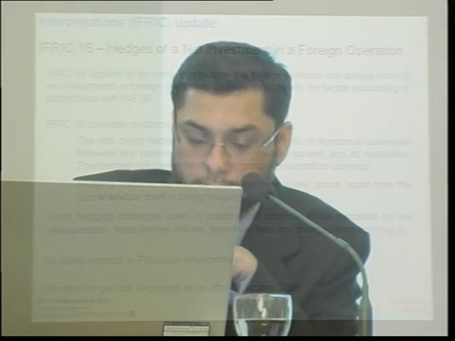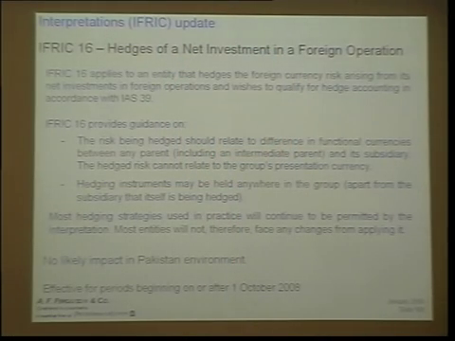IFRIC 16, hedges of a net investment in a foreign operation. This interpretation is also not very relevant in Pakistan. This provides guidance on the risk being hedged, which should relate to the difference in functional currencies between any parent and its subsidiary. The hedged risk cannot relate to the group's presentation currency. Like if, as a holding company in Pakistan, I want to hedge a currency risk of a subsidiary based in Sri Lanka or some other country, this provides guidance. I can do that as long as the hedging is possible. But what I cannot do is to hedge the presentation currency risk, like rupee risk, in my consolidated accounts.